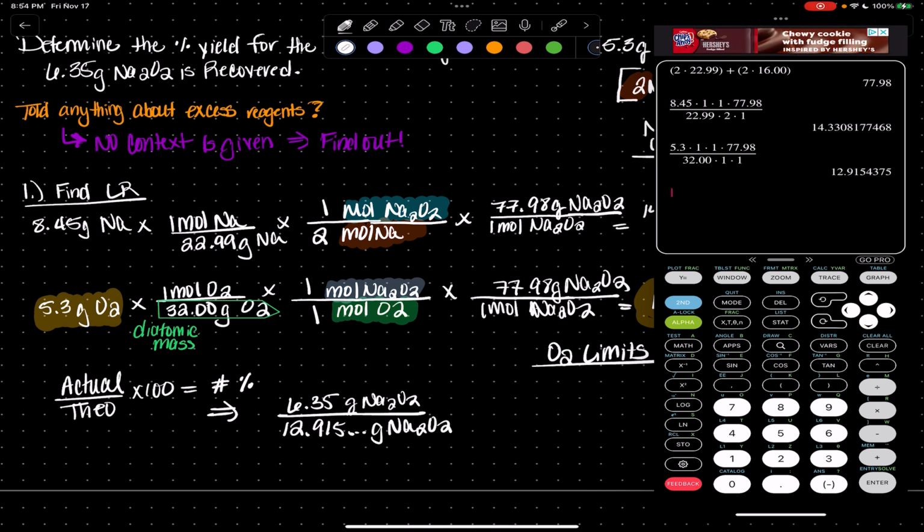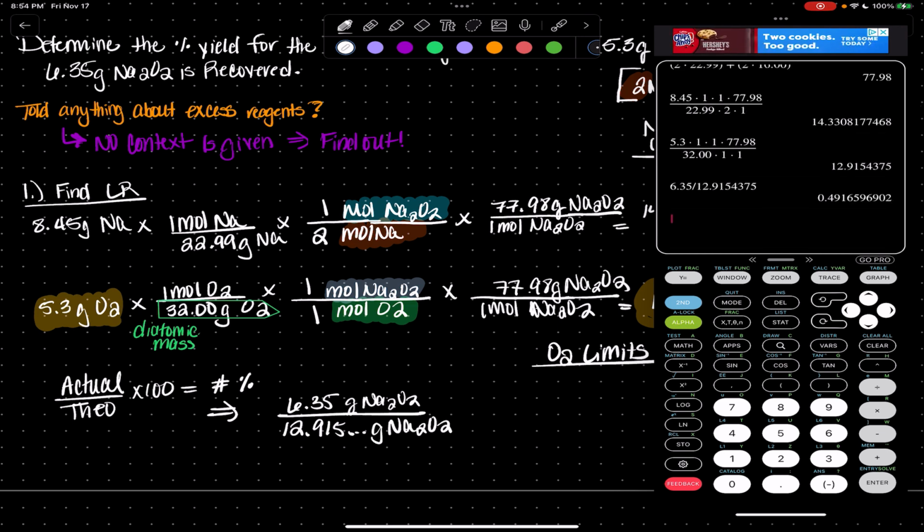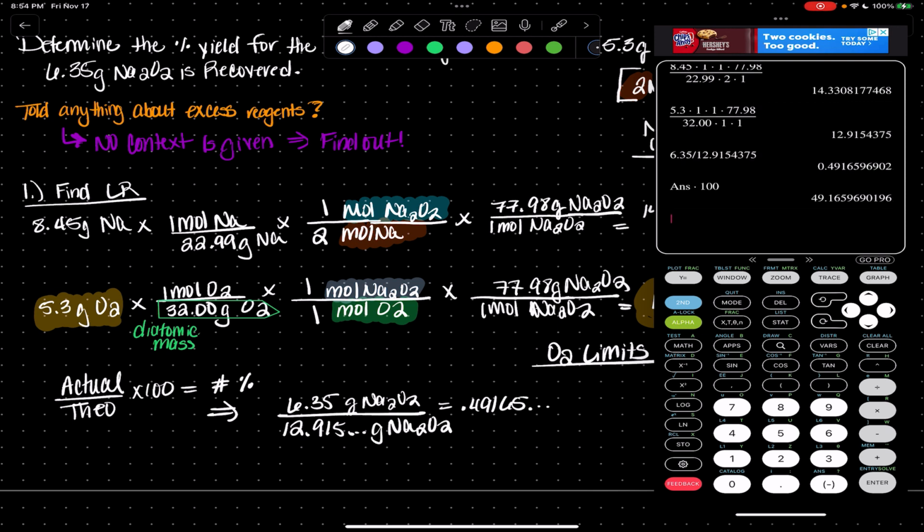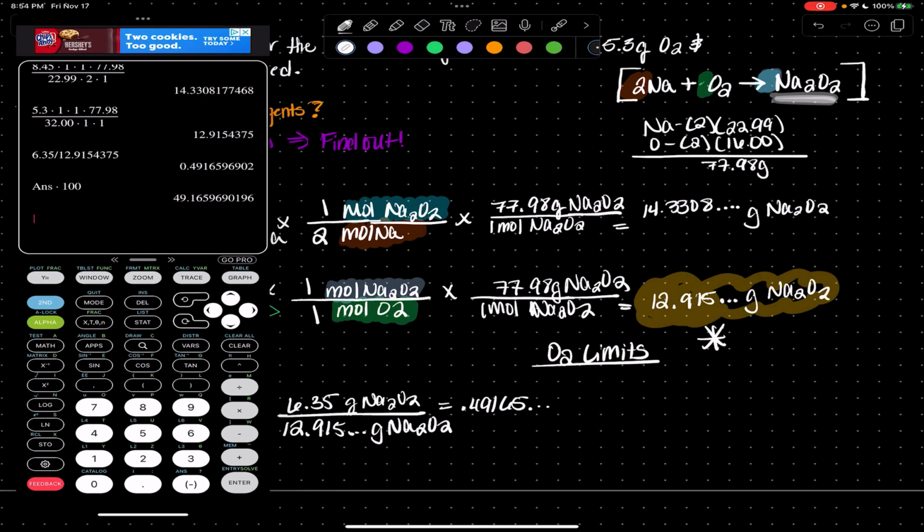So 6.35 over, recall that down, I get a whopping 0.49165 and so on. Times that by 100. I move that decimal over twice. You get 49.165969019.6% yield.